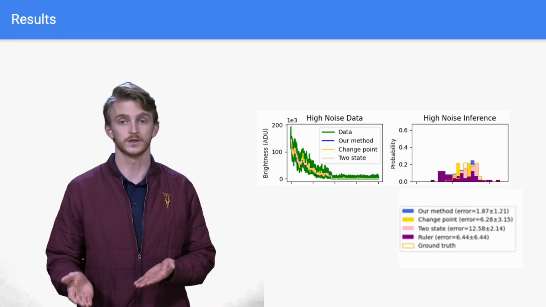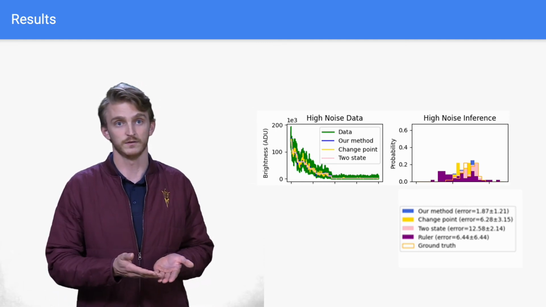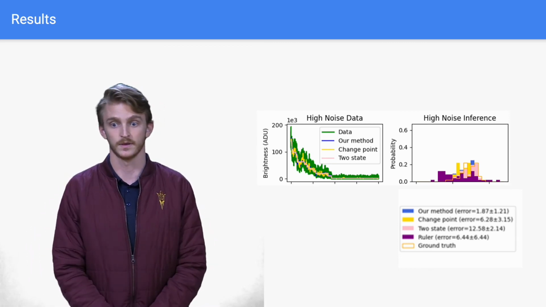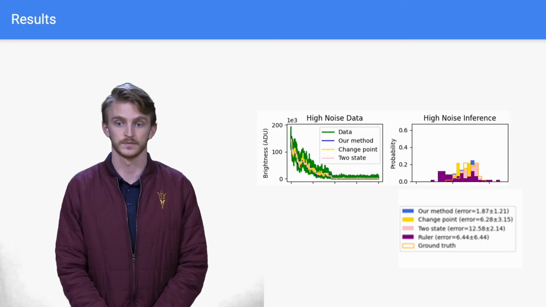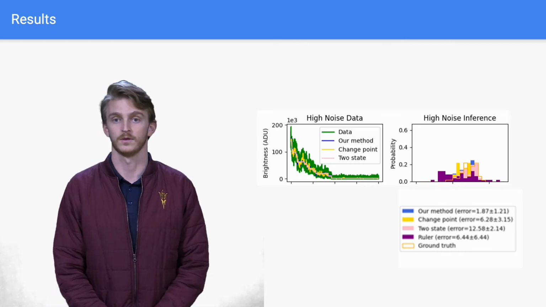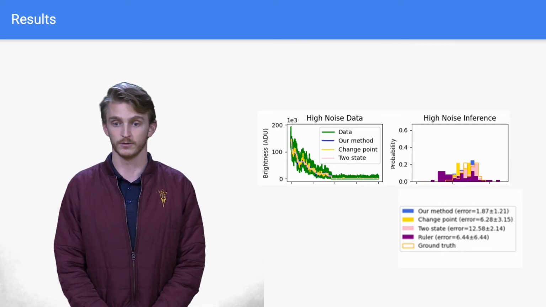Similarly, we can create a data set that has higher noise. Now, higher noise in a real setting could be achieved by lowering the laser intensity and increasing the gain to increase the photon shot noise and detector noise. Here again, we're able to count the fluorophores rather accurately compared to other methods.